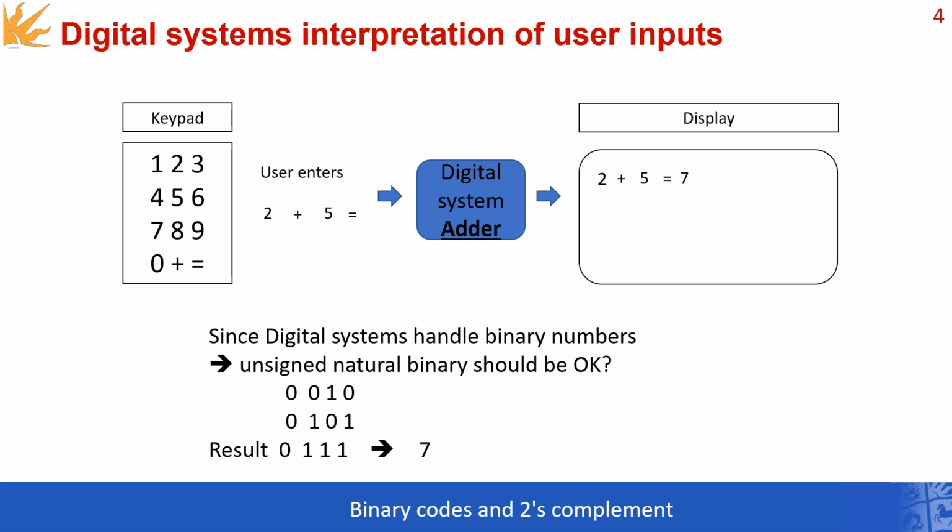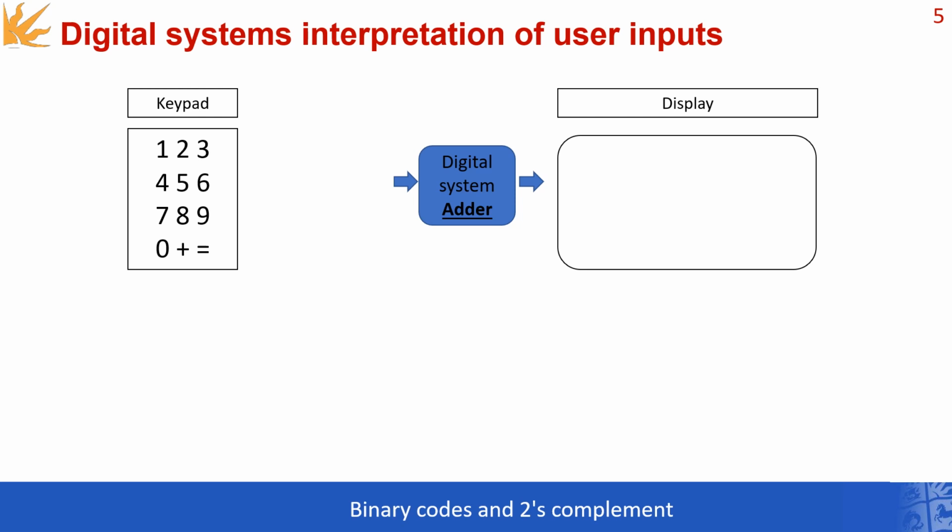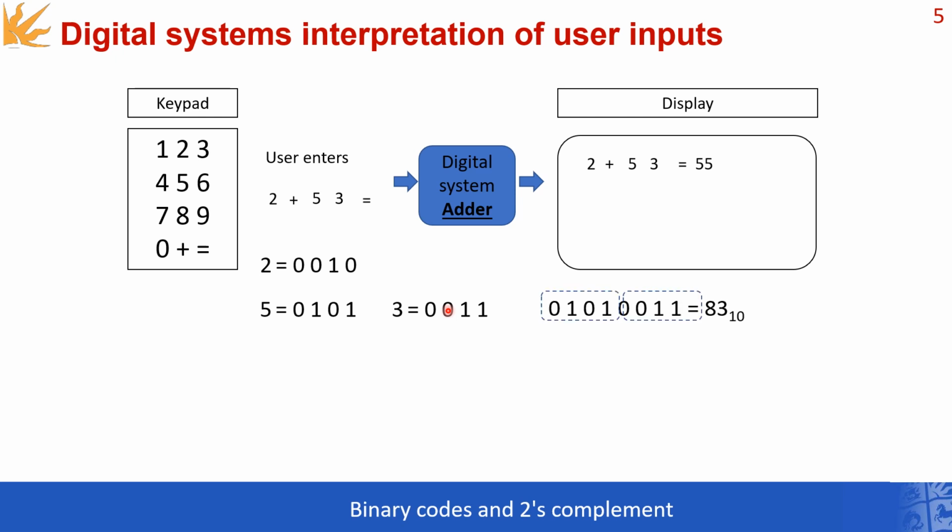Now, let's see what happens in this example. The user enters 2, which is encoded in this binary format, plus 5 and 3. Now, obviously, the user wanted to type 53. If the user hits the equals button, the result should be 55. However, if 5 and 3 are considered the same bit stream, and you put one next to the other, if you convert that to the decimal system, the number would be 83. And that's wrong.